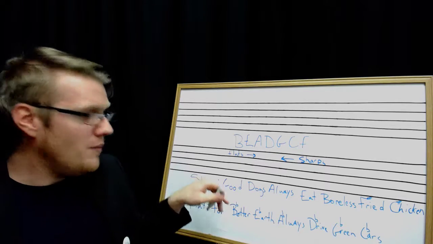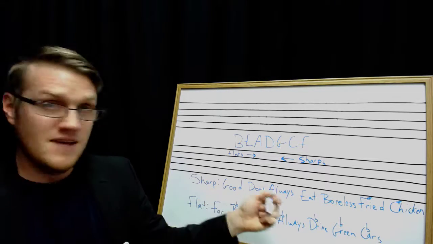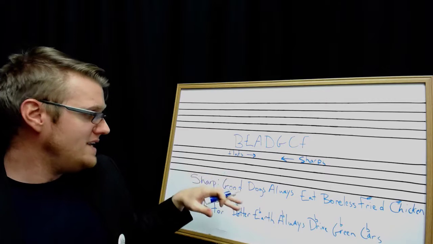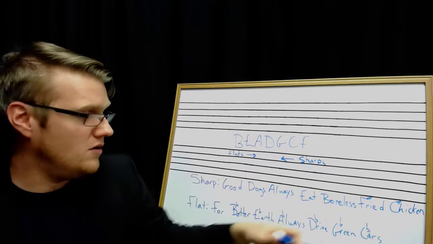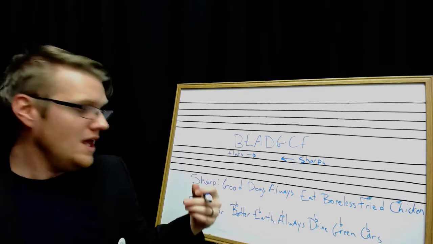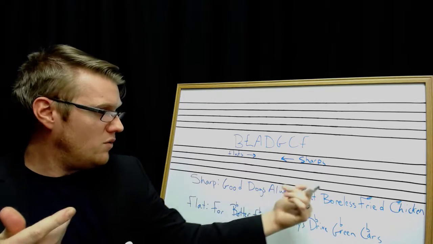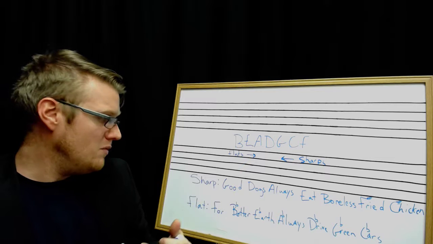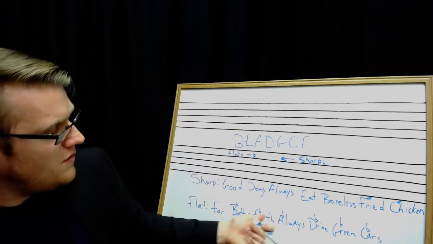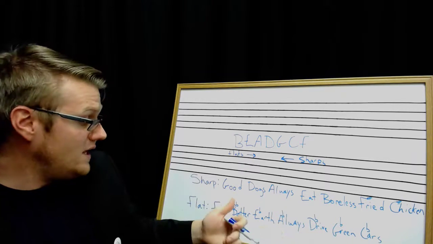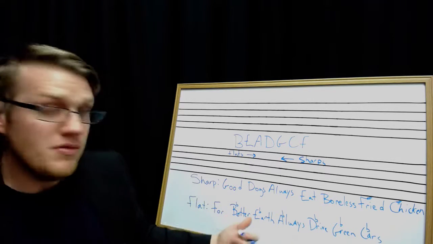Now you need to figure out how many sharps or flats are in the key, and that's what these sayings are for. So for sharp keys, the saying is, good dogs always eat boneless fried chicken. So if you're looking at the key of B, for example, it would have 1, 2, 3, 4, 5 sharps in it. If I'm looking at the key of E flat, the saying is, father better earth always drive green cars. So in the key of E flat, you have 1, 2, 3 flats.